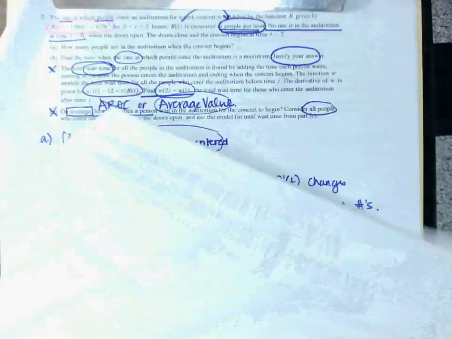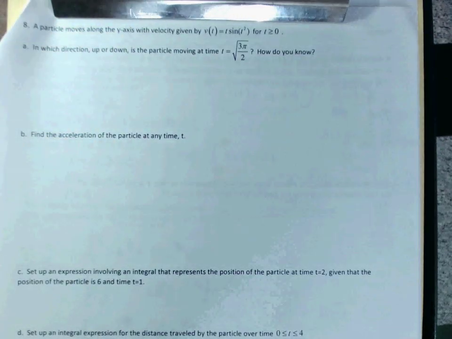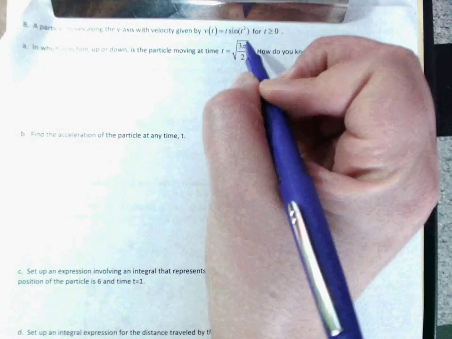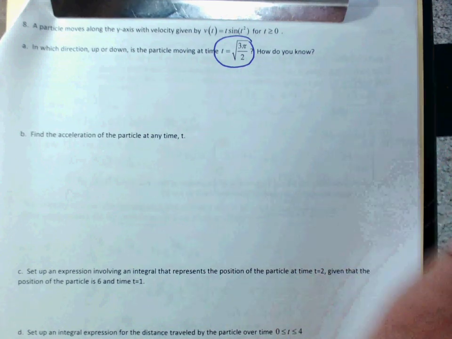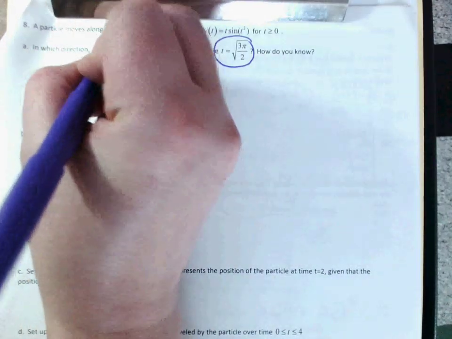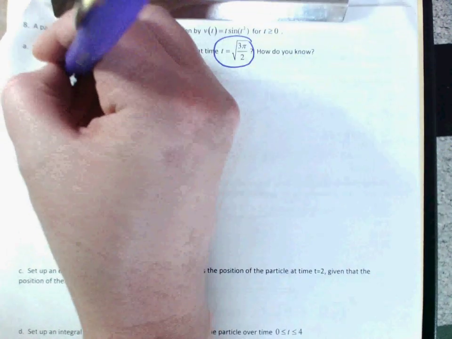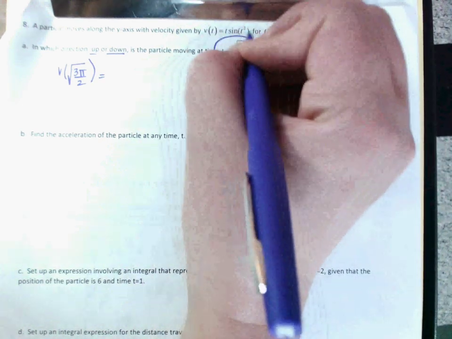Let's see. I think we have time probably for one more. So let's look at this last one here. Okay, it says, in which direction, up or down, is the particle traveling at t equals root 3 pi halves? Now, this one I think is possibly a no calculator question. So if I want to know if it's going up or down, I need to check the sign of velocity. So let's see what v of root 3 pi halves is if I plug into here.